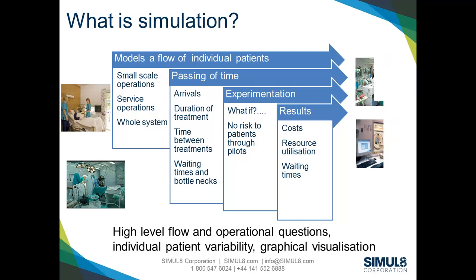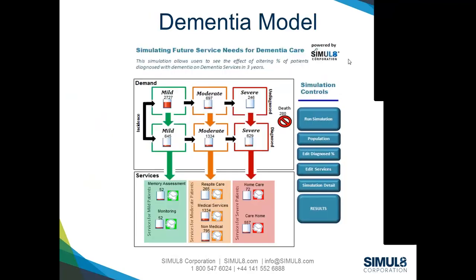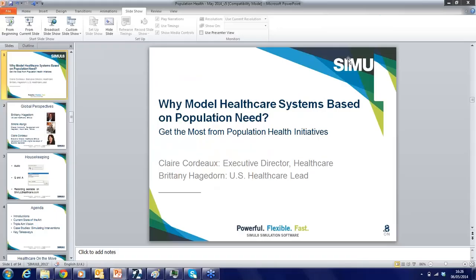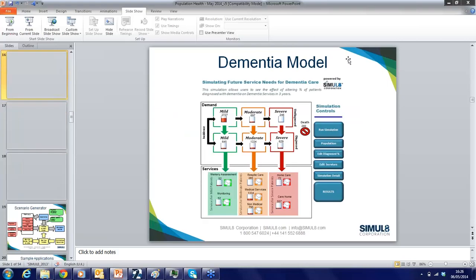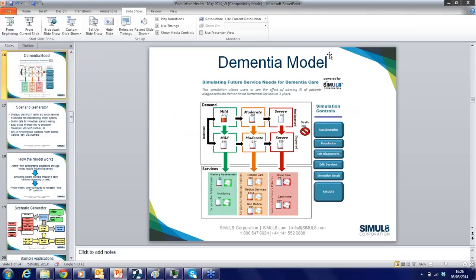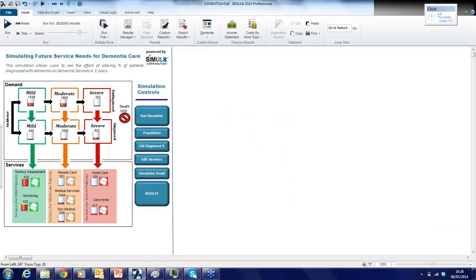Now, before we get on to some of the specific case studies, I thought it might be useful just to play through this dementia care model, which I think picks up and illustrates quite nicely the sorts of things that Brittany has been talking about. And as I run that through, what we're doing is we're running people with dementia through a disease model, and it's then populating a service model, and we're running it over a number of years.